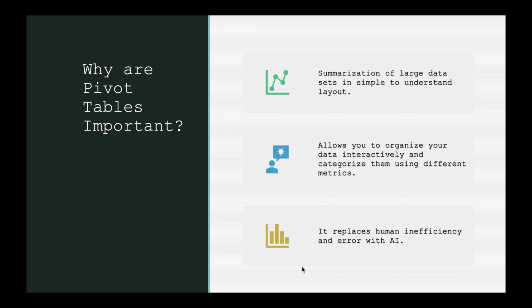Well, pivot tables automatically summarize your entire data and allow you to organize it intuitively and efficiently, removing the need to manually update formulas. This allows the user to answer specific questions based on data in the different data fields. Secondly, it also allows you to organize your data interactively and categorize them using different metrics to aid in the visualization of your business financial performance.